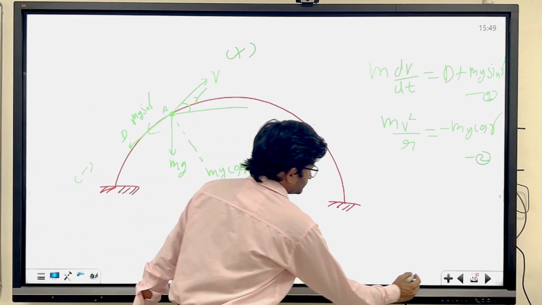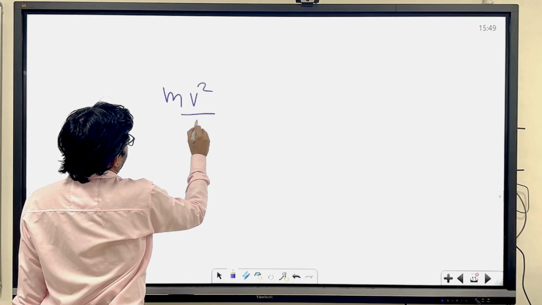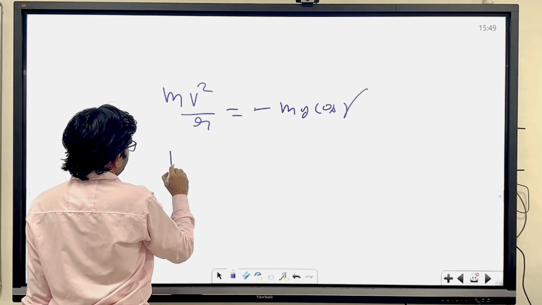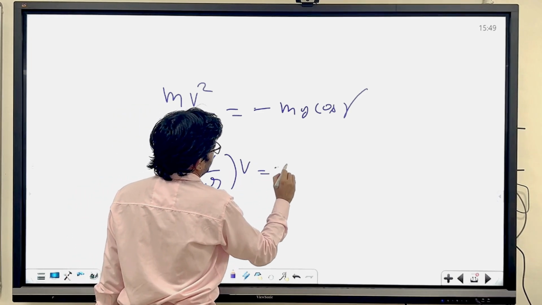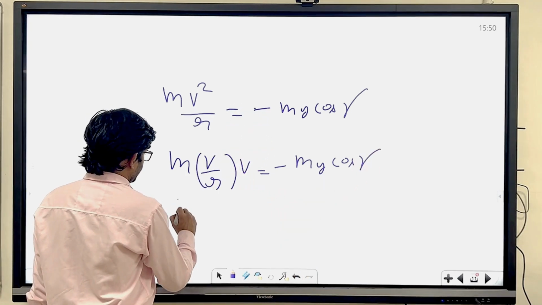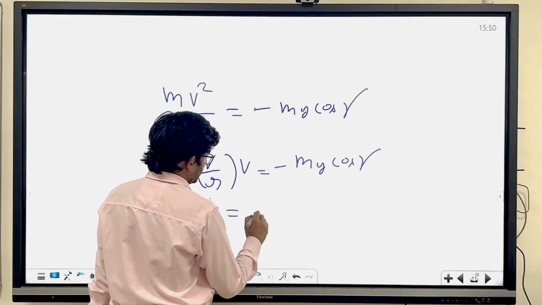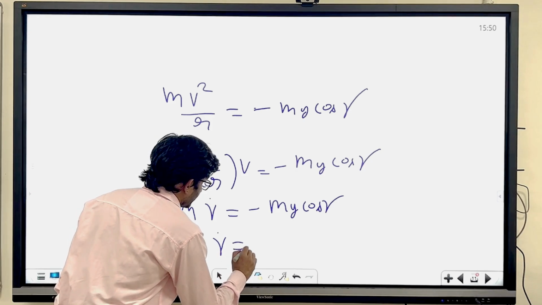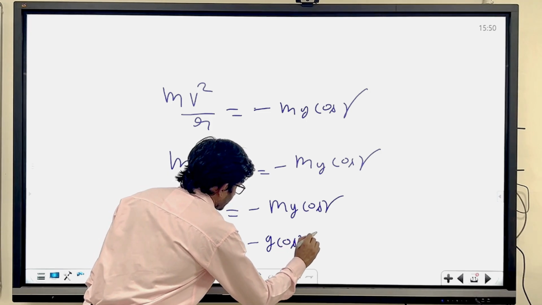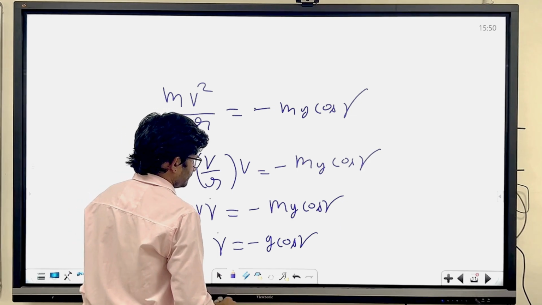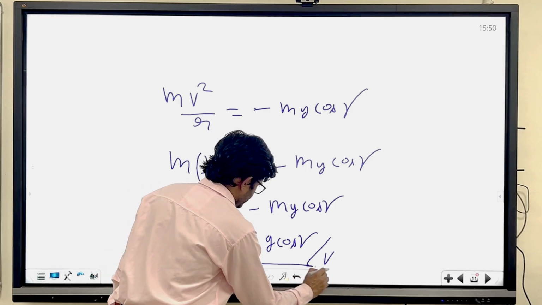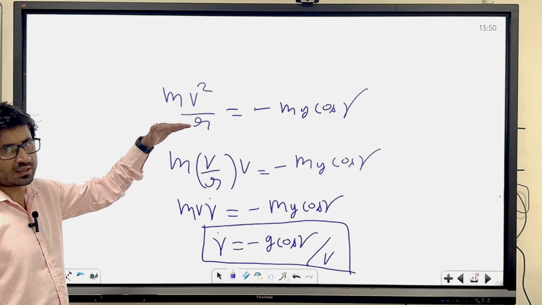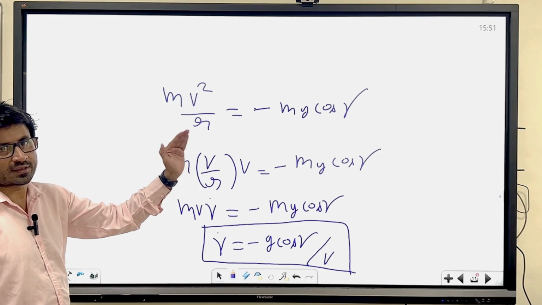So take the second equation, mV square by r equals minus mg cos gamma. Gamma is the flight path angle. You can write V by r into V, and minus mg cos gamma. You can write m gamma dot equals minus mg cos gamma, you divide by m, and you can write gamma dot equal to minus g cos gamma by V. So this equation will tell how you are turning, what your turn rate is.